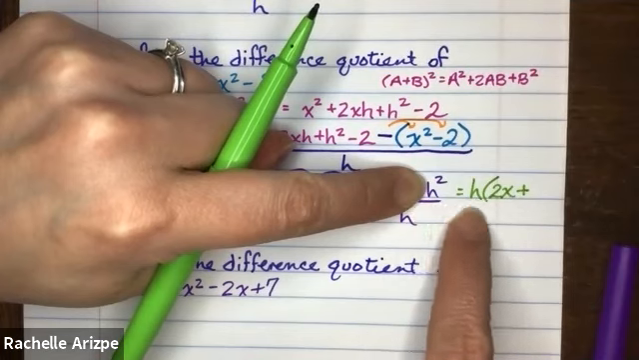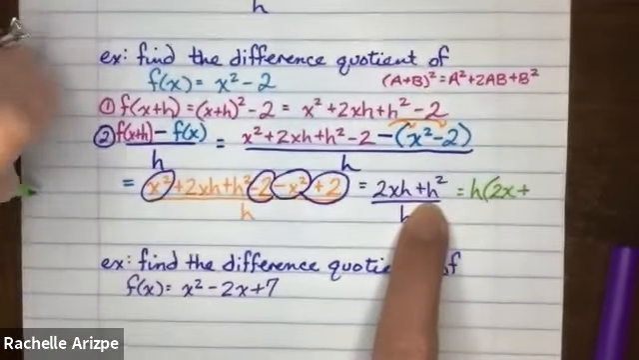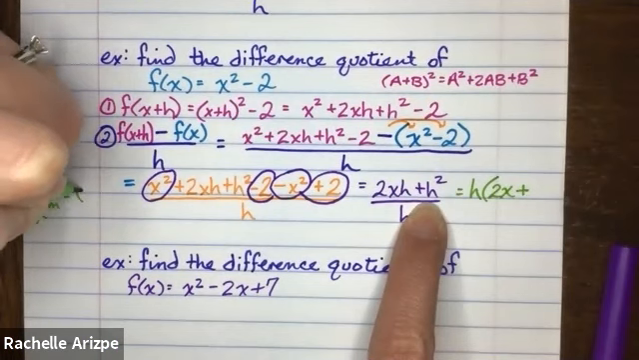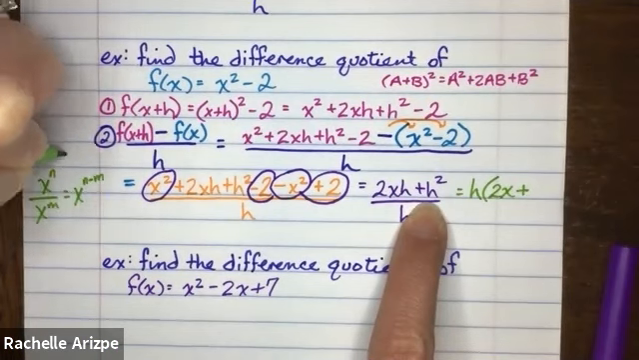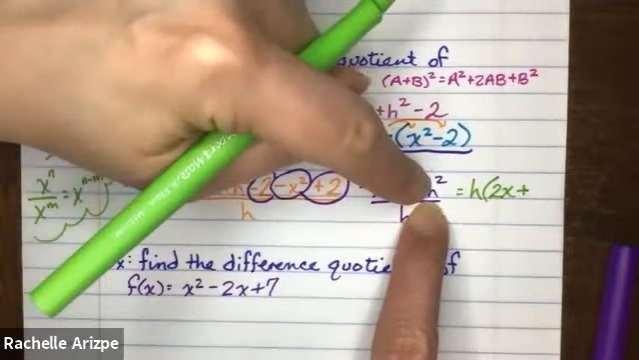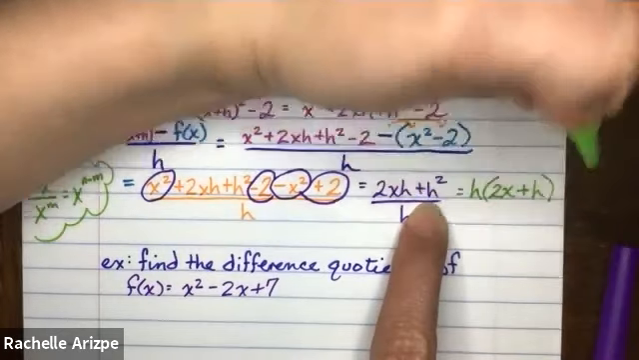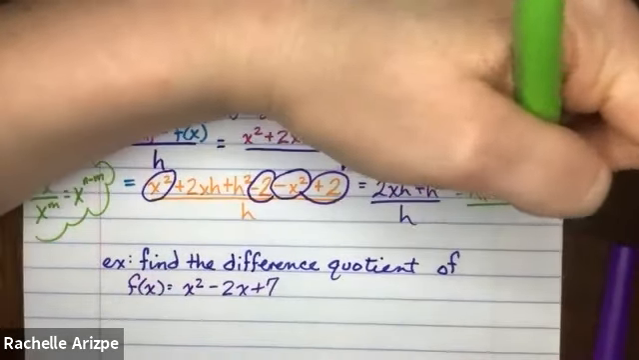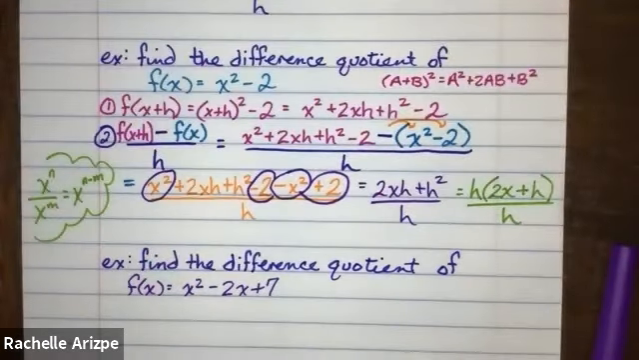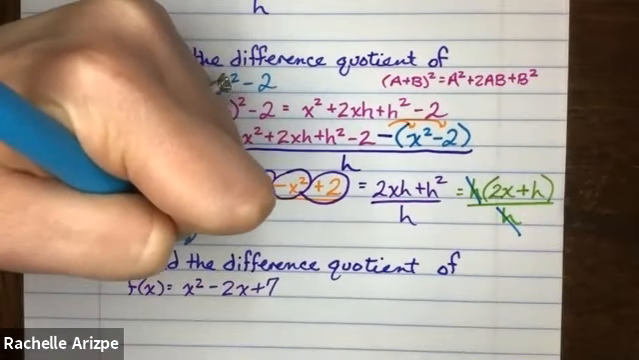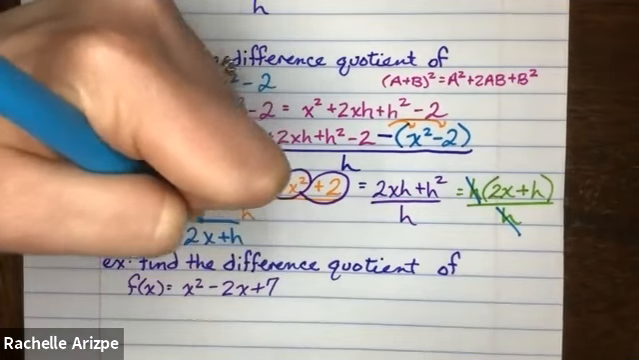Remember, if we have the same variable and we divide, we have x to the n, divide by x to the m, we subtract their exponents. So 2 minus that silent 1 would be h to the first power. Now this is useful because at this point, I see that the factor h cancels from both the numerator and denominator, and my final answer would be 2x plus h.